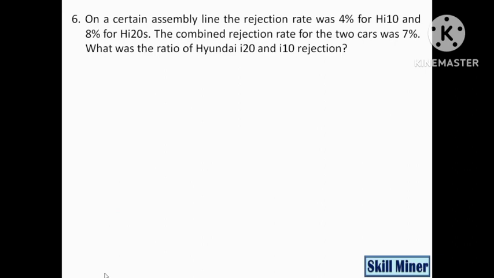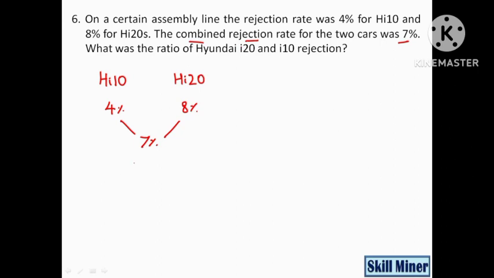On a certain assembly line, the rejection rate was 4% for high 10 and 8% for high 20 series. There is a high 10 series, there is a high 20 series. The combined rejection rate was 7% for the two cars. What was the ratio of Hyundai i20 and i10 rejection rate?